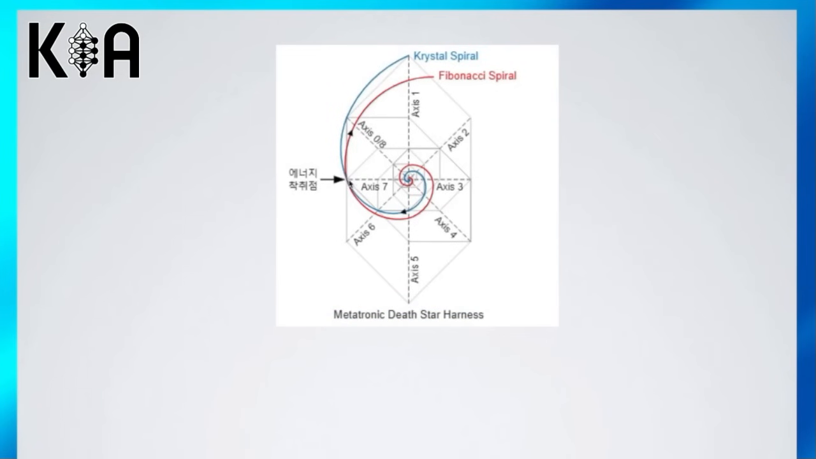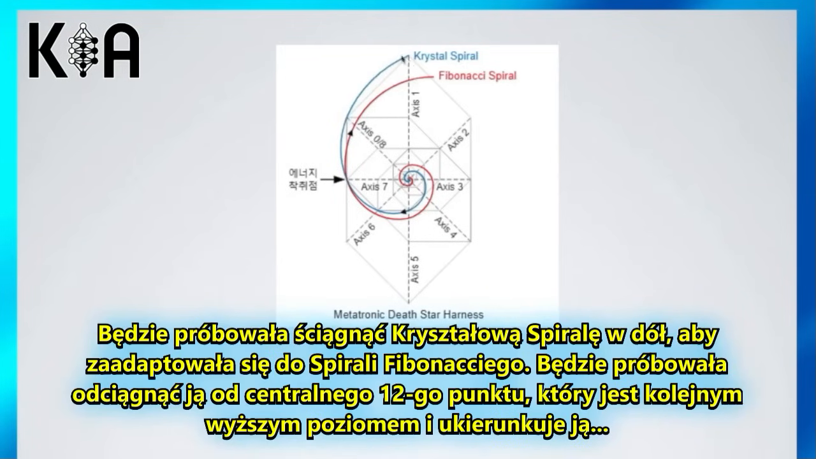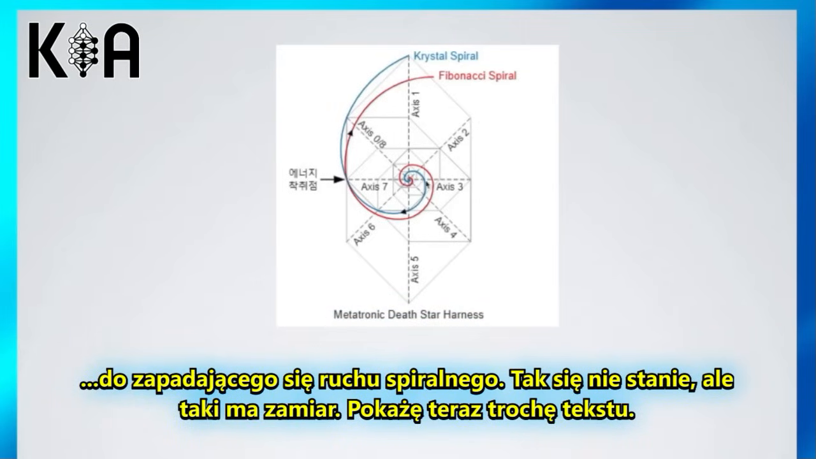Now, what happens is when they cross, the Fibonacci spiral, which is based on the fallen Metatronic code, it's designed to grab on, this red line, this Fibonacci spiral. It's designed to grab on to the crystal spiral and prevent the crystal spiral from connecting to these points, and it tries to pull the crystal spiral down and to adopt the Fibonacci spiral, which basically pulls it away from the 12 point, which is actually the center point of the next level up. But basically, it tries to pull it down into fall alignment, right? Which is not going to happen, but that's what it intends to do.